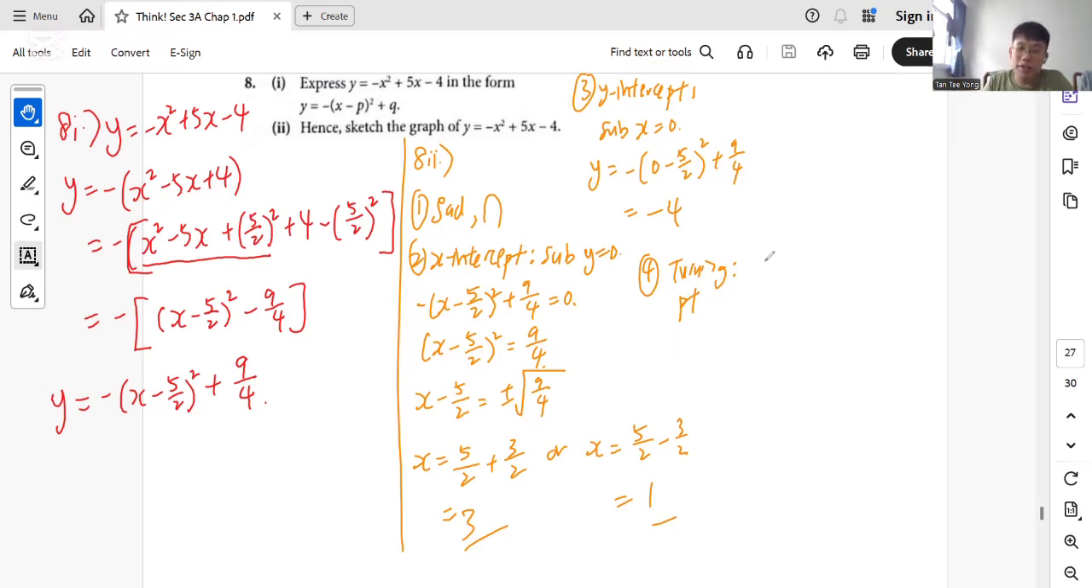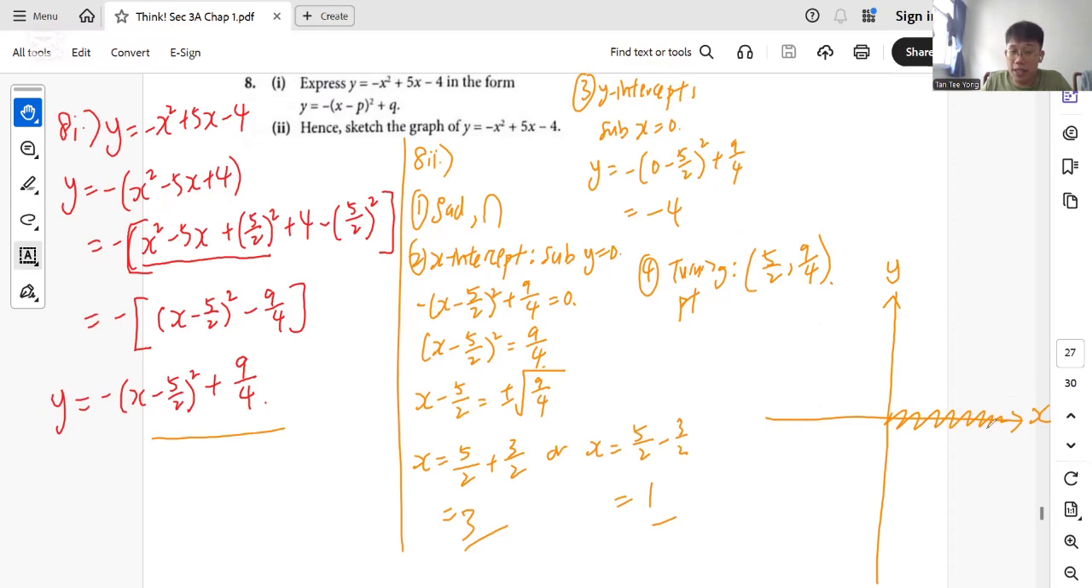So anyway, the turning point. From the completed square form, we have 5 over 2, comma, 9 over 4. All right, so with this, we can sketch already. So, y-axis, x-axis. First thing, set the shape. Second thing, the x-intercepts are 3 and 1, so it's going to be here, and here, cutting the x-axis. Then number 3, the y-intercept is -4, so my y-intercept is here.